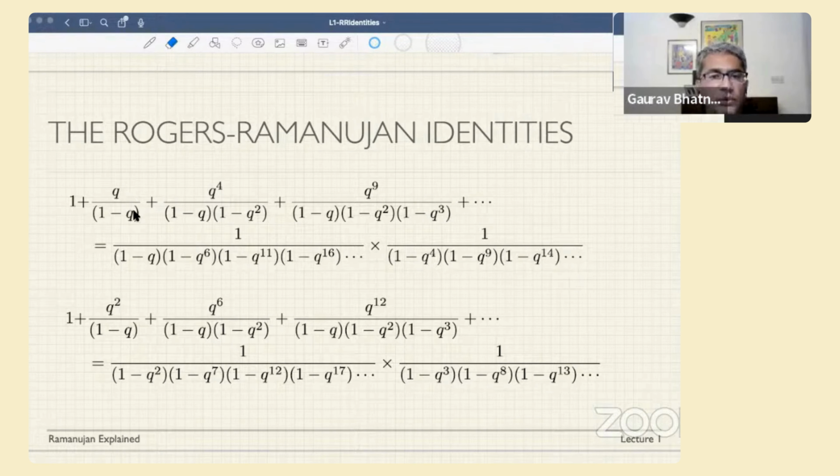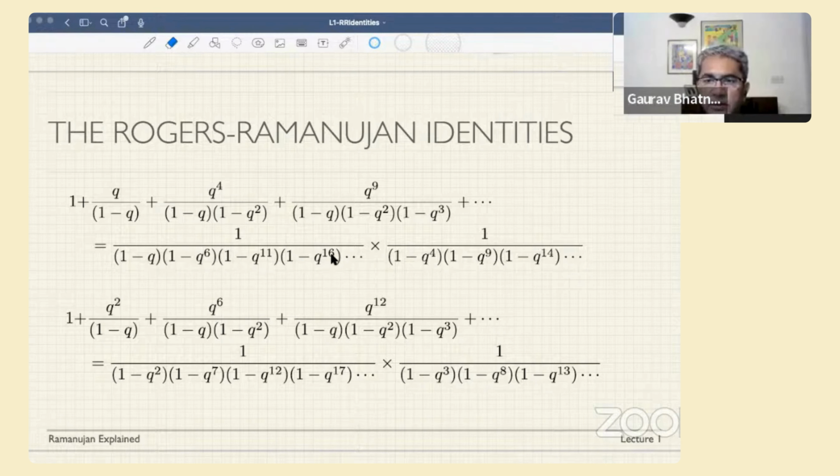There's a parameter q. You see 1, q, q raised to 4, q raised to 9. So that pattern is easy. On the left, there's a sum. You're dividing by 1 minus q, then 1 minus q squared, and so on. On the right-hand side, there are infinite products: 1 over 1 minus q, 1 minus q raised to 6, 1 minus q raised to 11, 16. Again, the pattern is easy. It's 1, 6, 11, 16.